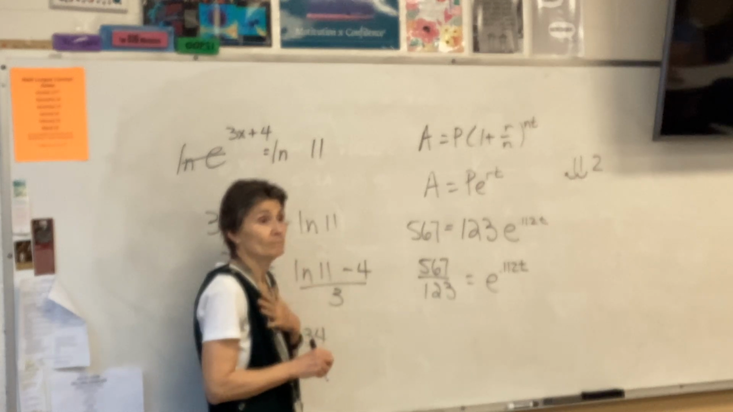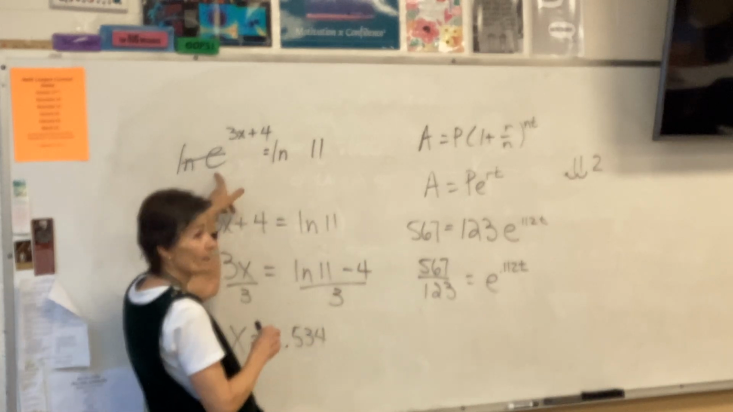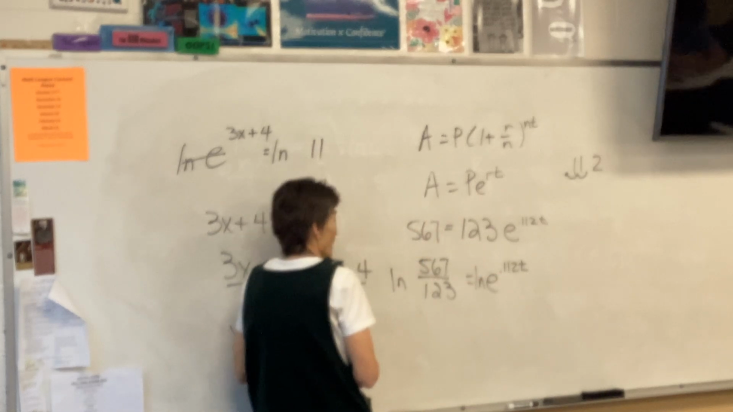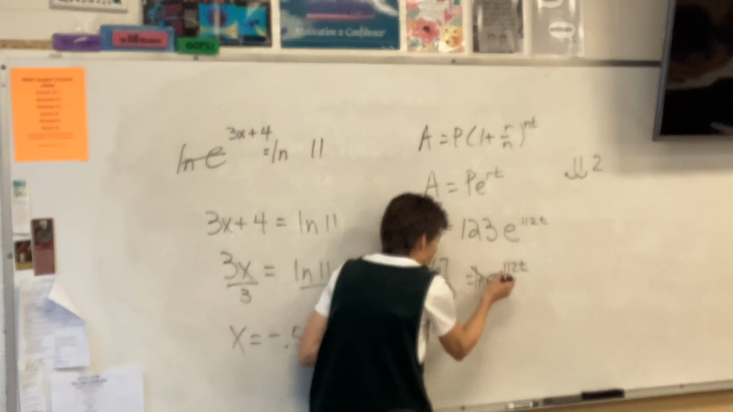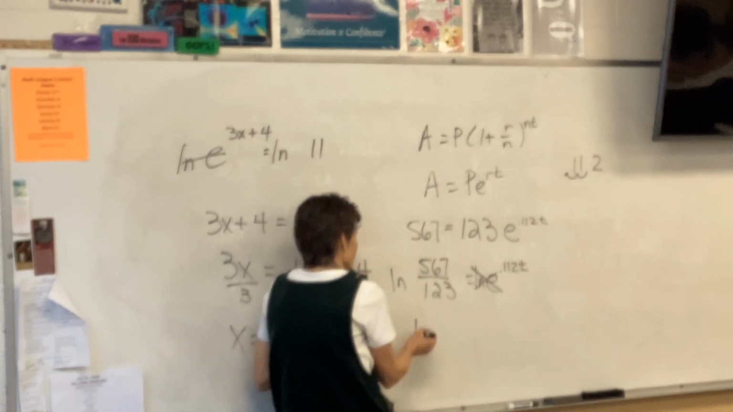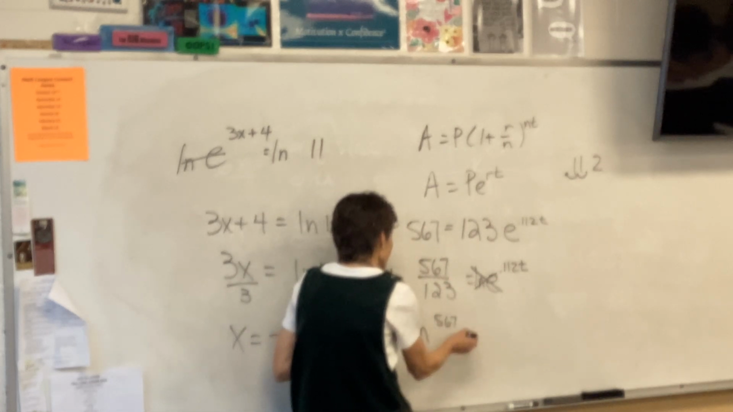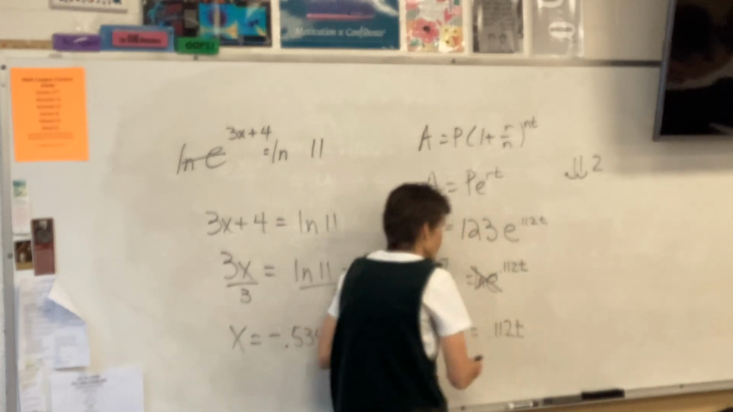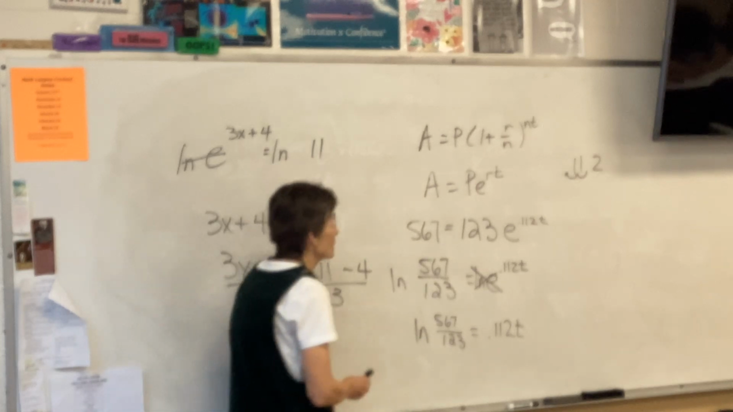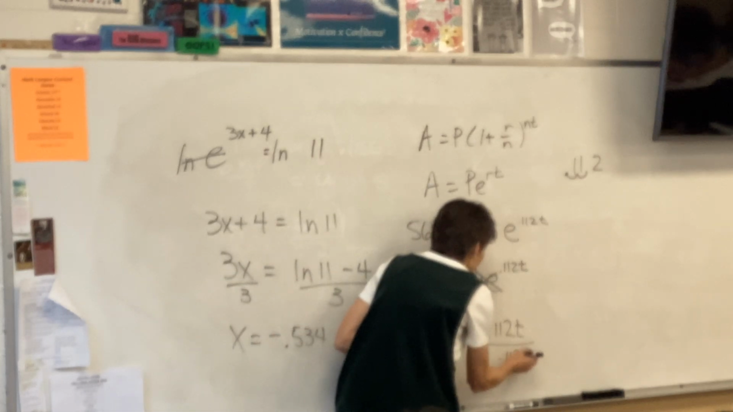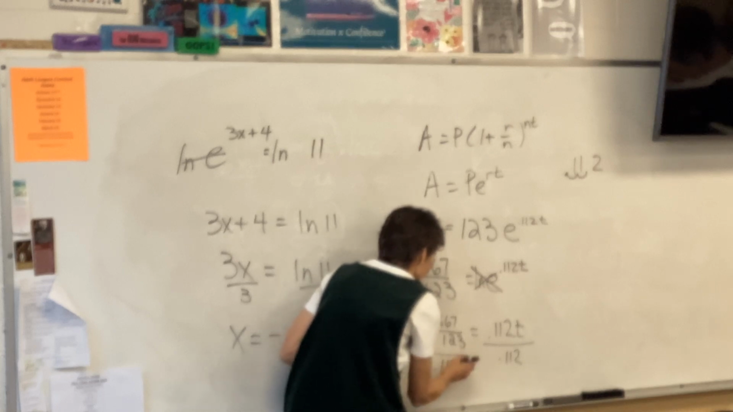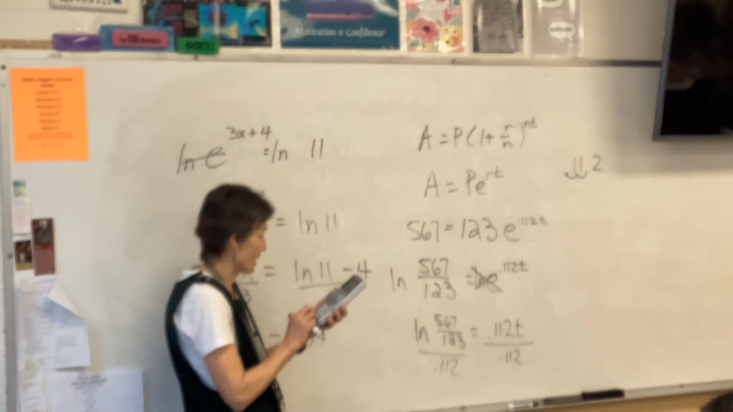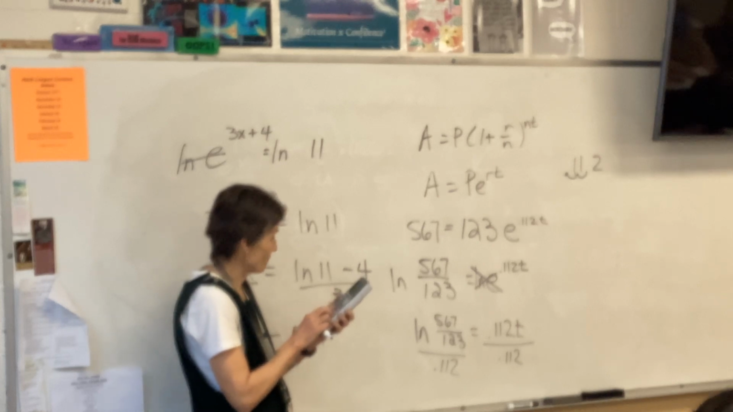What do I do now? Now it's like this one over here. I'm gonna ln both sides. And the beauty of that is gone. So ln 567 over 123 equals 0.112t. And I have to divide by the 0.112. And you better get a positive number this time. No negative time.